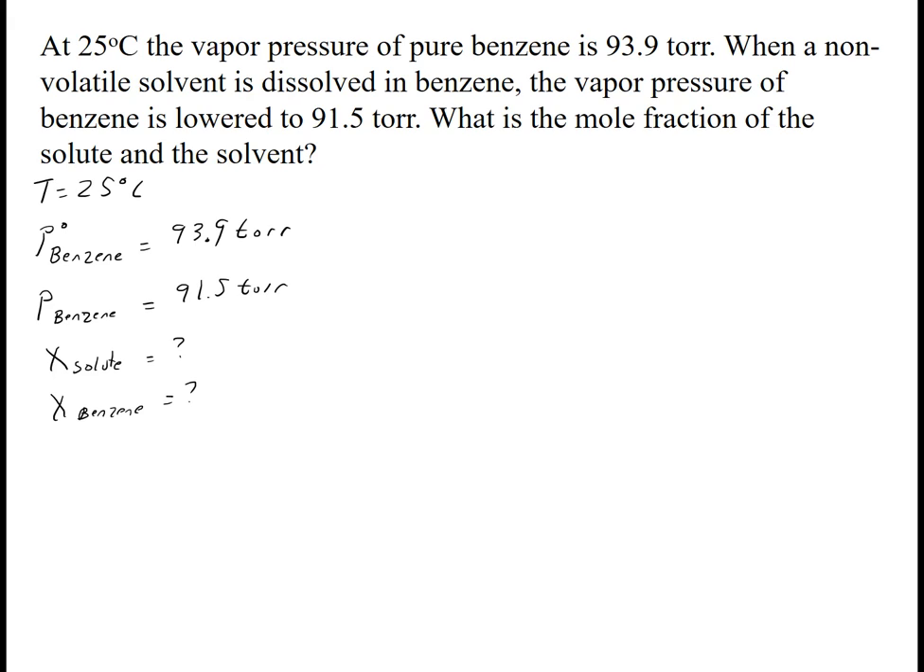So there's two different ways that you can do this problem. Okay, I can use the pressure of benzene is equal to the pure pressure of benzene times the mole fraction of benzene. Okay, and so I'm going to use the solution was 91.5. The pure was 93.9 times the mole fraction of benzene. So I'm going to divide both sides by 93.9, sorry, 91.5 divided by 93.9 is the mole fraction of benzene.